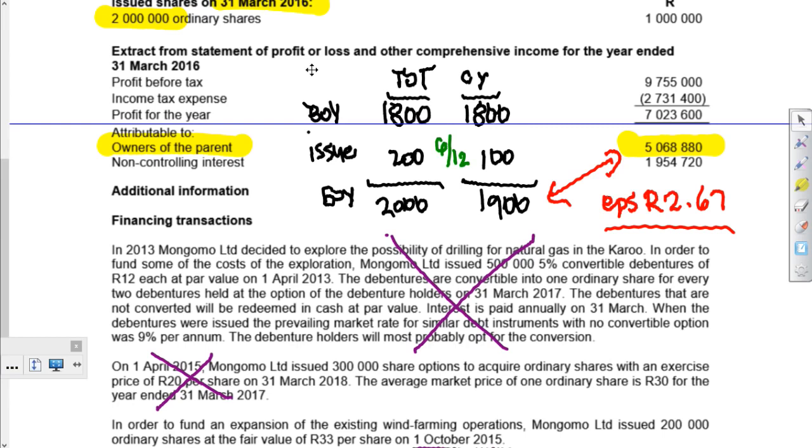And then we'll come back and we'll be able to finish this question. Yeah? All right. Most of the exam questions are on diluted earnings per share.